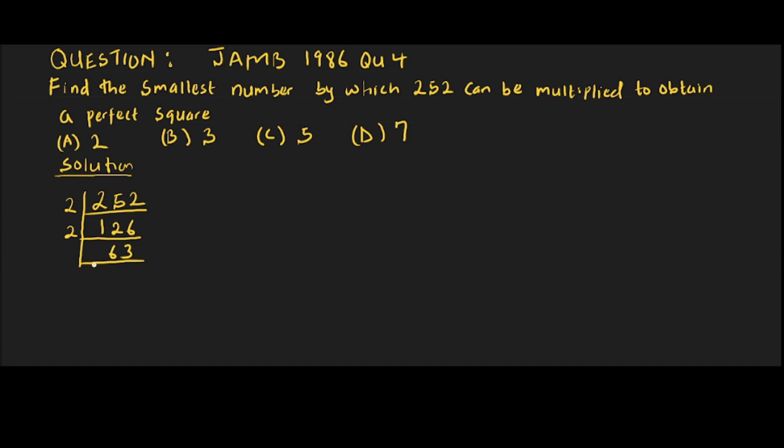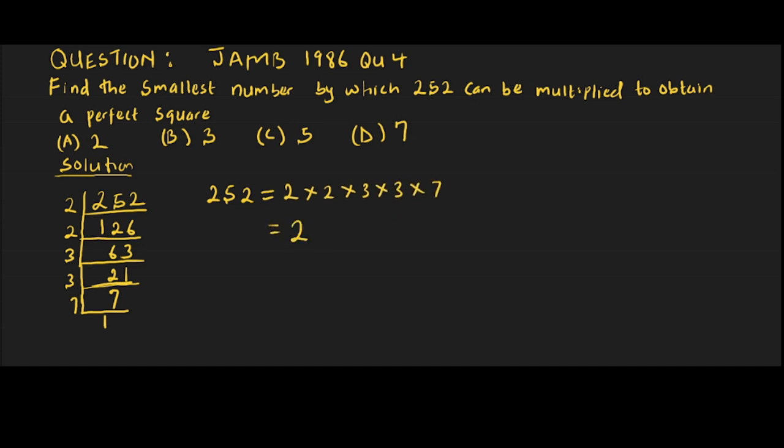We cannot use 2 again. We move to the next prime number, which is 3. Here we have 21. We continue with 3, 3, 7. Here we have 7, 1. Now I have expressed 252 as a product of prime factors, that is, 252 is the same thing as 2 times 2 times 3 times 3 times 7.